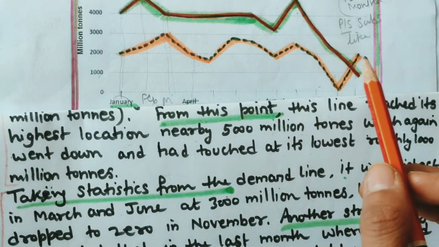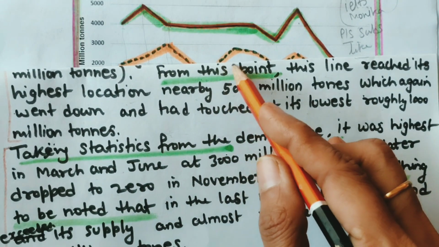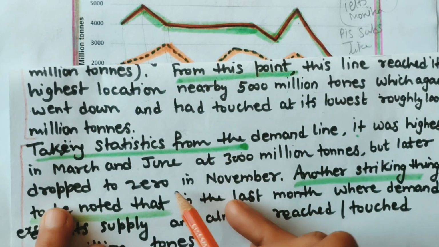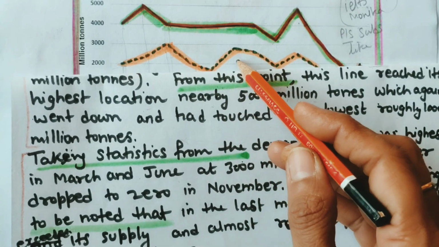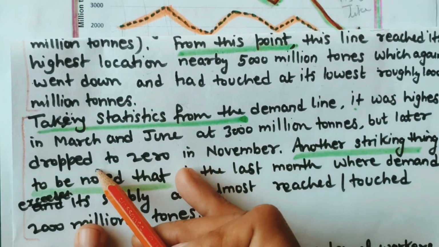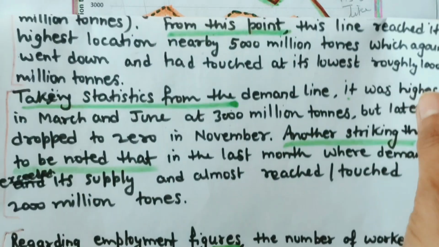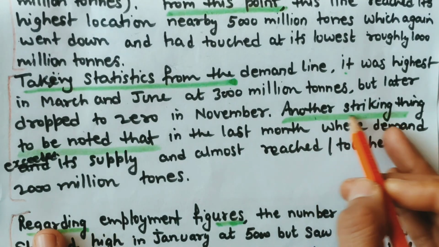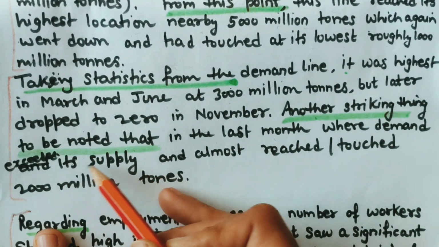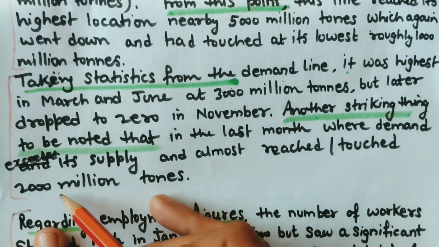So this is the demand line. It was highest in March. Now I am not talking about the same pattern. It started with this. So it was highest in March and June, at 3,000 million tons, but later dropped to zero. Oh my god, it dropped to zero in November. Another striking thing to be noted is that in the last month, demand exceeded supply, and production almost reached or touched 2,000 million tons.